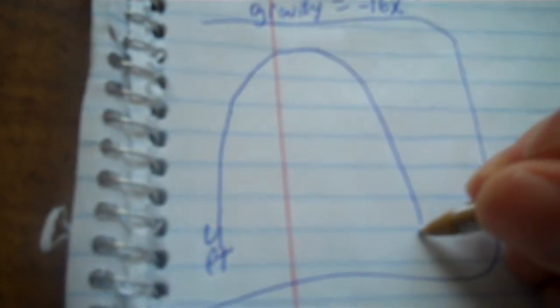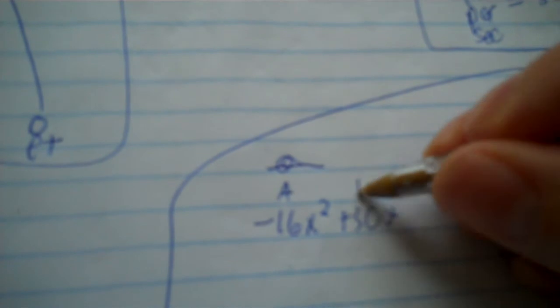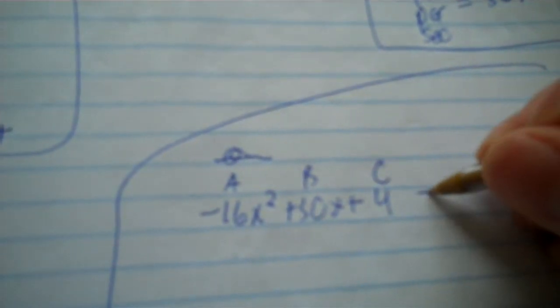Okay, now the ball is not hit from the ground. You don't hit a baseball from the ground. It's not golf. You hit it from 4 feet and it lands at 0 feet. Nobody's going to catch it. So now you line up your equation. That means you have to have the negative 16x squared first. That's your A. Then your B is the 30x. Then your C is where you started from, which is 4. And you're equal to where it lands, which is 0.